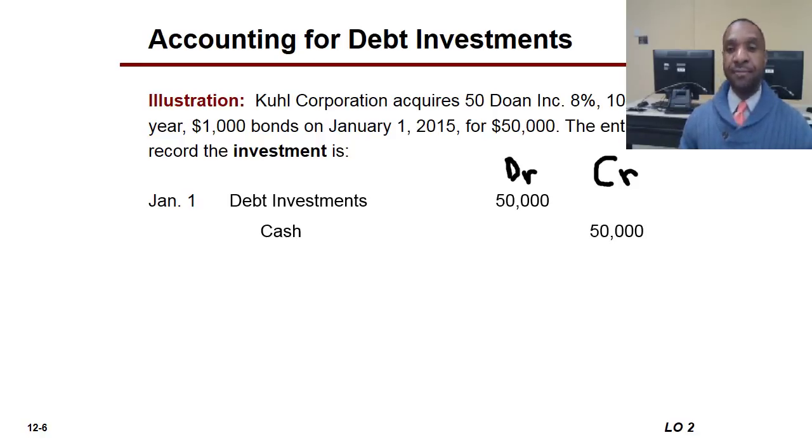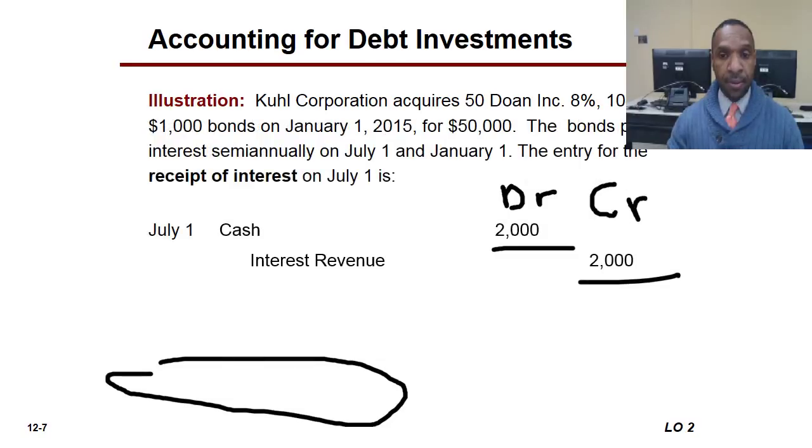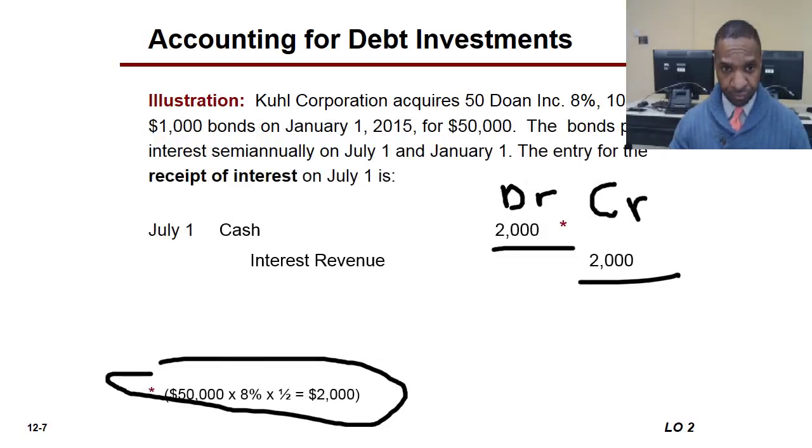We've got our debt investments. We've got a debit to debt investments, and then we've got a credit to cash. So our debt investments are increasing. Our cash is going out, right? So we've got a cash outflow because we're purchasing $50,000 worth of those bonds.